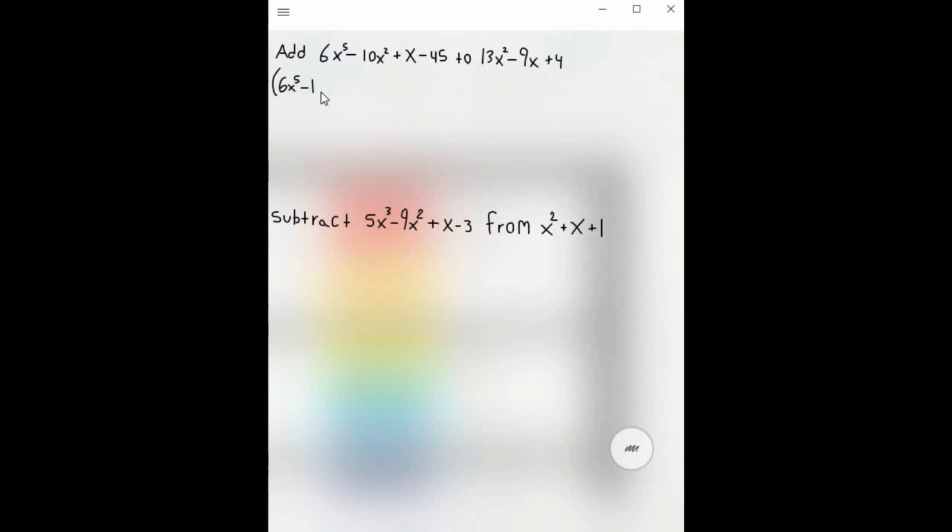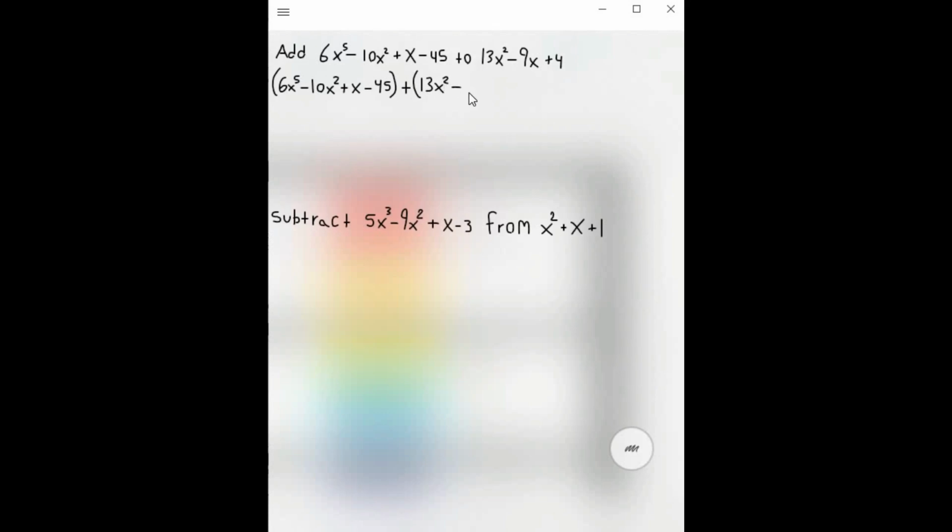Now we're going to try adding and subtracting polynomials. First, if we're going to add a polynomial, we could just do a very quick way where we just add and subtract like terms right off the bat. So we just 13x squared plus minus 10x. Then we could do plus x minus 9x, and we just add those like terms, minus 45 plus 4. But here we're going to really show what's going to happen and how we're going to really break this down.